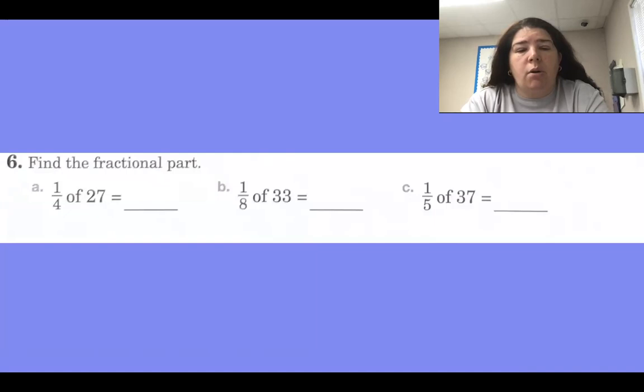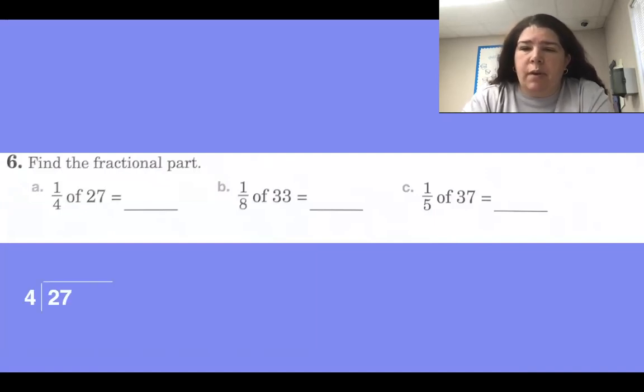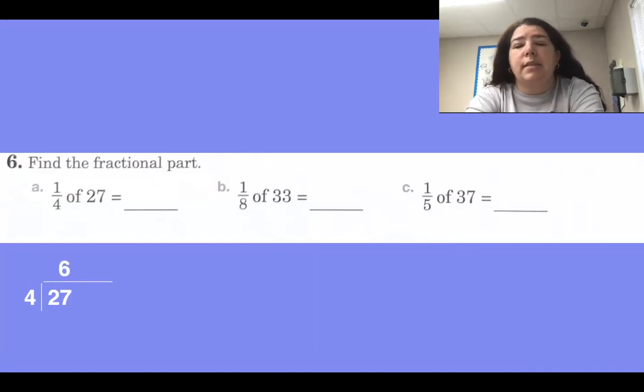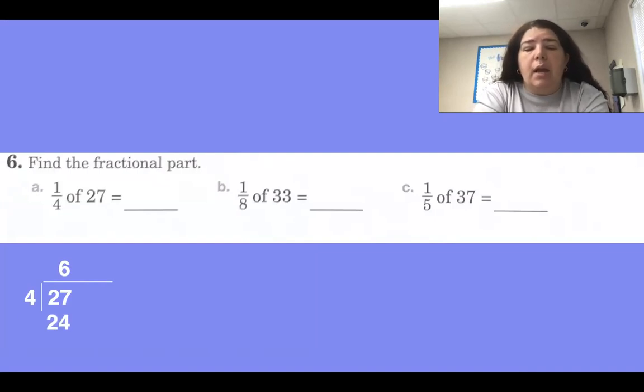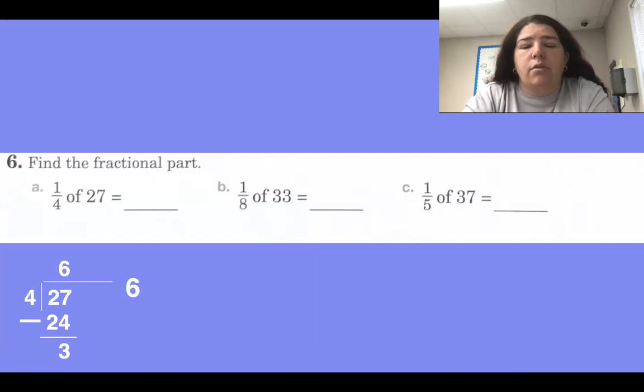All right, I wanted to go over the fractional parts. When we see a problem like 1/4 of 27, we need to divide: 27 divided by 4. What is 27 divided by 4? Good, it goes in 6 whole times. 6 times 4 is 24, and there are 3 left over. Now we could say that there's a remainder of 3, right?